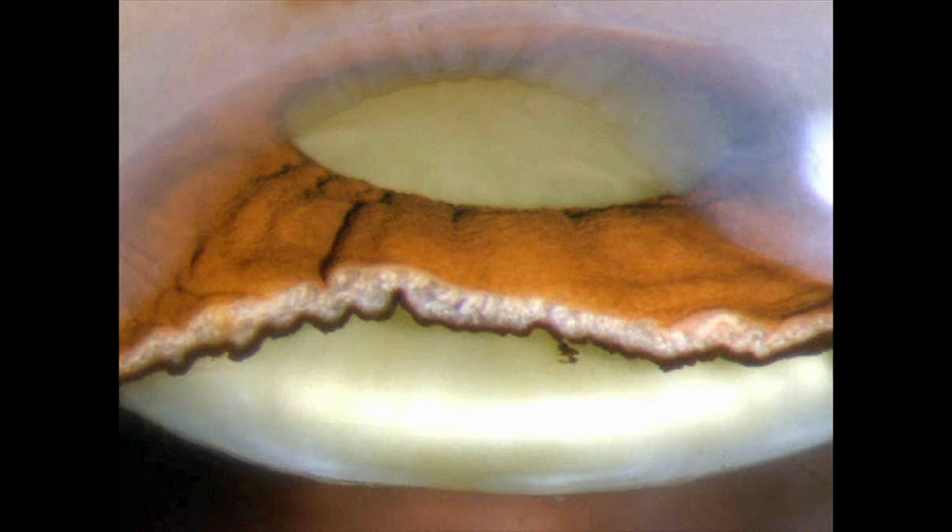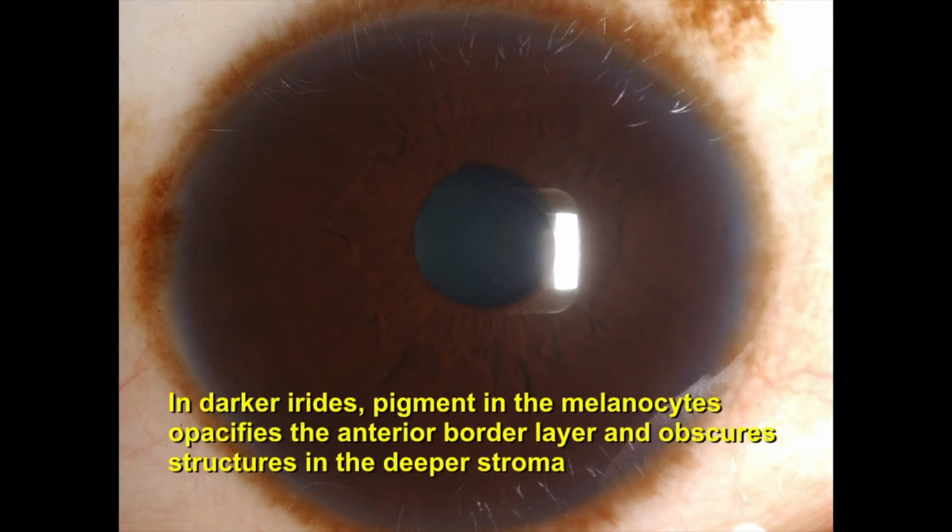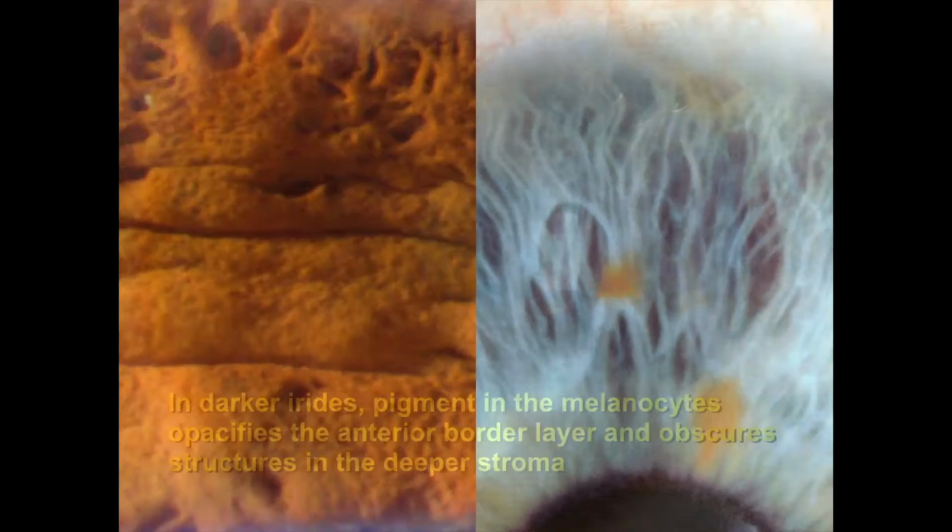As previously noted, iris pigment is concentrated in the anterior border layer of the iris. In darker irides, large amounts of pigment in the melanocytes opacifies the anterior border layer and obscures the iris vessels and other structures in the deeper stroma. Parts of a dark brown and a blue iris are compared in these photos, showing obscuration of the vessels in the brown eye.